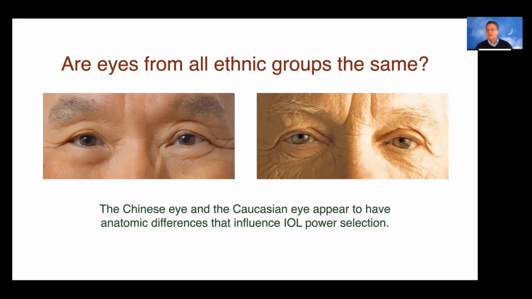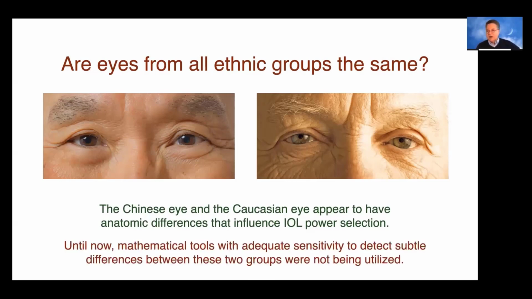The anterior segments tend to be smaller and a little bit more shallow, and this influences lens power calculations. Now, unfortunately for the Chinese, all of the lens power calculation methods have been optimized based on European databases. And it turns out that, again, Caucasian and Chinese eyes may not be the same. And now we have the mathematical tools with the increased sensitivity to be able to pick up these differences and start making calculators specific for certain population groups.